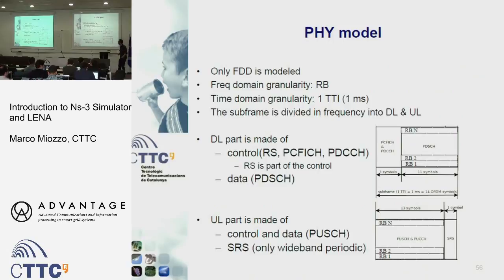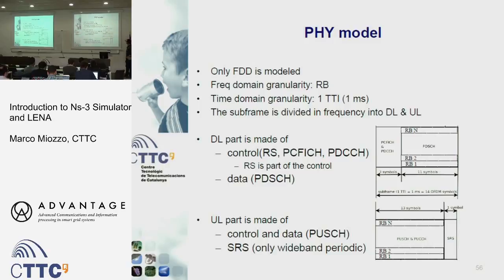So, the physical model, going more in depth. In LENA only FDD is implemented. There are two modes in LTE, FDD and TDD. FDD is frequency division. We consider, as I told you before, the resource block as granularity. So we have the whole channel. Here is, for instance, the typical TTI, the unit of allocation. We have the resource block, which is a group of 12 subcarriers by 11 symbols. We might have up to 100 resource blocks depending on the configuration of the LTE mode. It goes from 5 resource blocks up to 100.